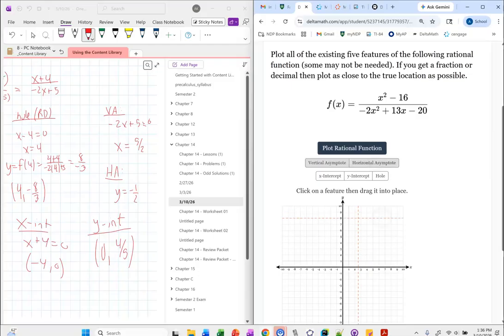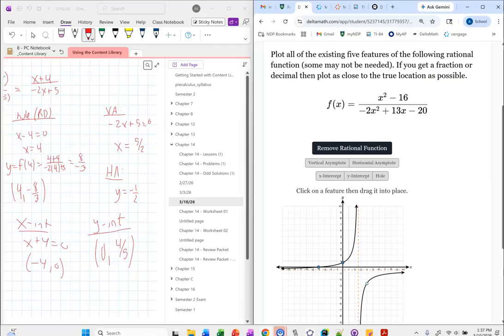Horizontal asymptote at -0.5. X-intercept at -4.0. Y-intercept at 0.4. And we got a hole at 4, -8/3. So -8/3 is like -2 2/3. Nope, that's too high. Let's hit plot.